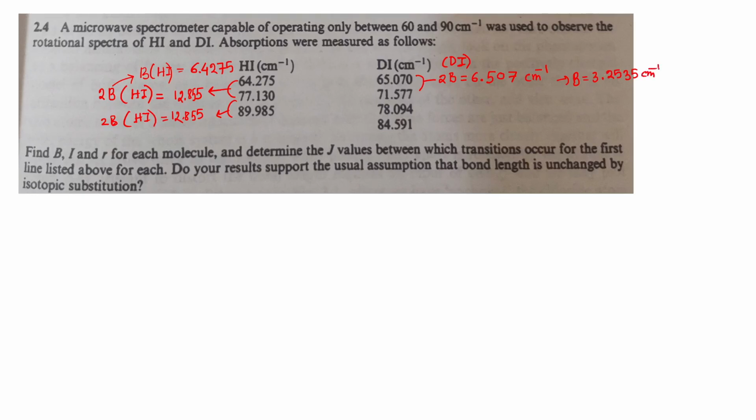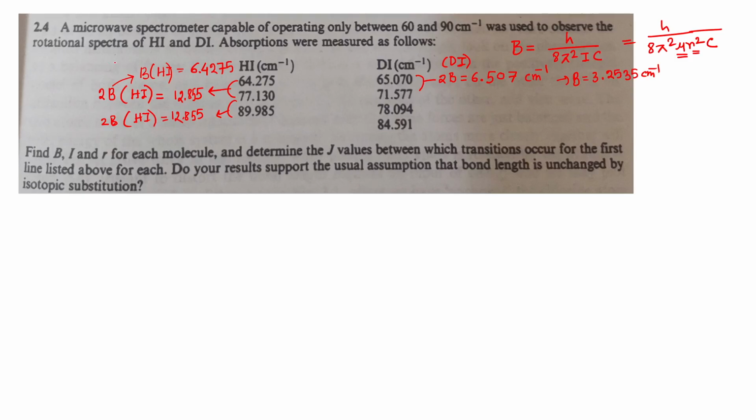So as you can see, we know what B is. B is h over 8 pi square I c. And not only I, I can write it in terms of h over 8 pi square mu r square c. So between HI and DI, what is the difference? The mu is different. Only mu. And mu of DI is higher, right? So that's why the rotational constant is smaller for DI than HI. And the approximation we are taking is that the bond lengths are actually the same.